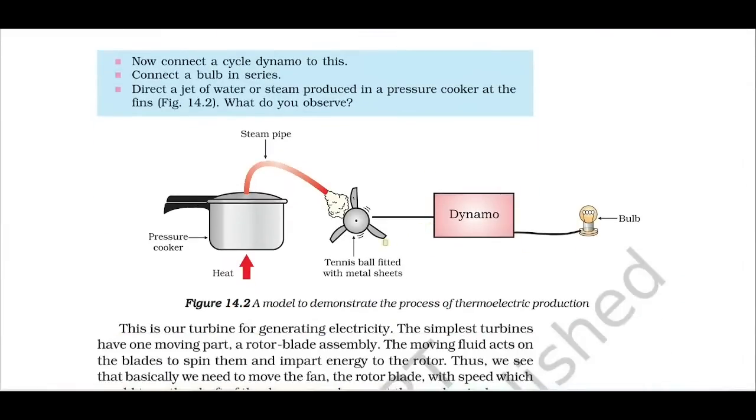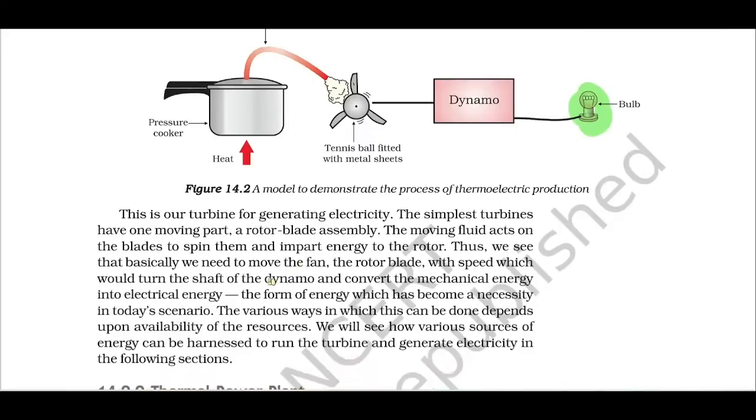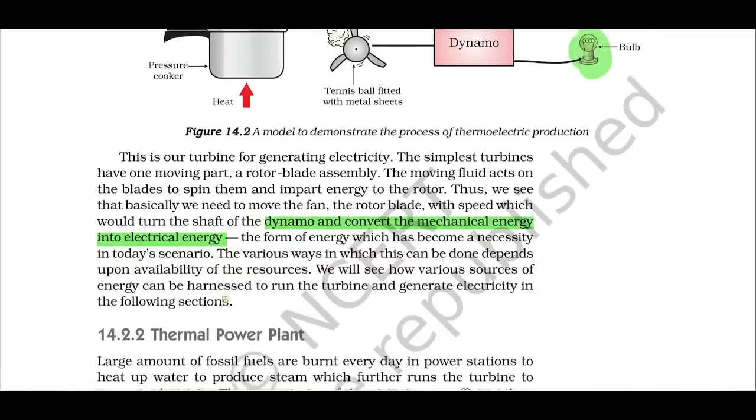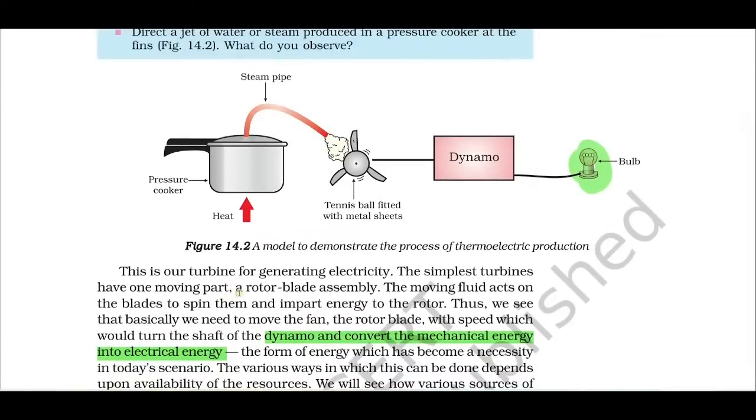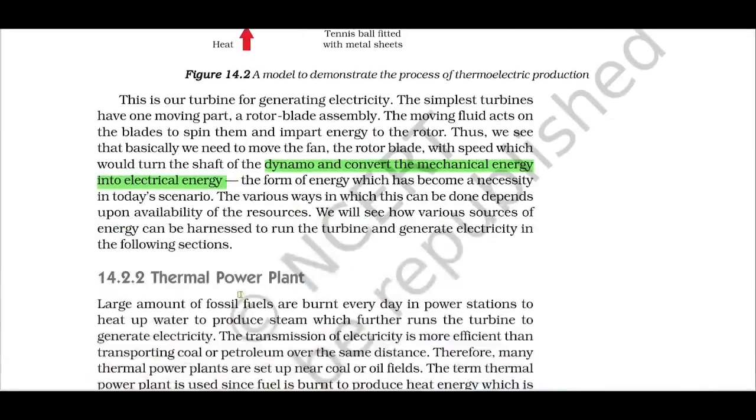You have a model here to demonstrate the production of electricity. The pressure released from the pressure cooker is able to run the turbine, which is connected to a dynamo. The dynamo generates the electricity, right? See, the work of the dynamo here is to convert mechanical energy into electrical energy. This is a simple model of production of electricity.